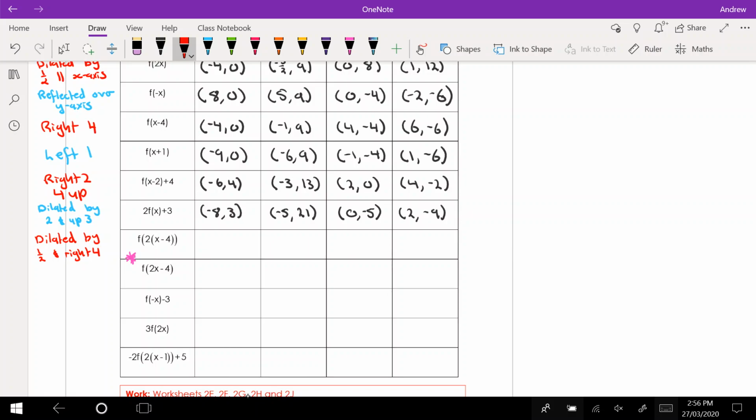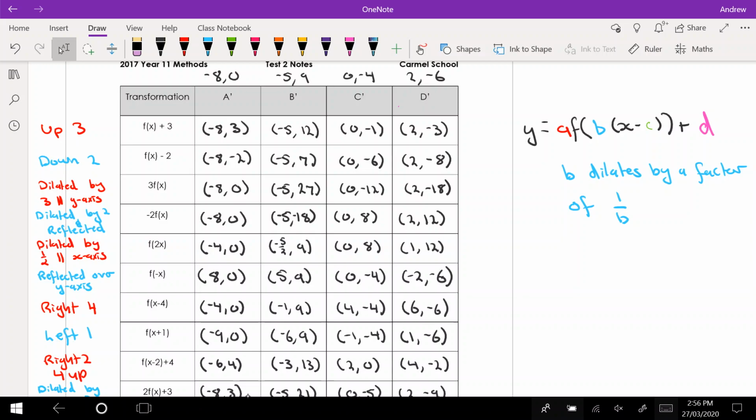We're just following this general form up here. And this tells us that if it's C there, we move C units right. Right now, we are still in that form. We're going to move C units right. So we dilate by a half and then right 4. What's my first coordinate going to be, Hannah?